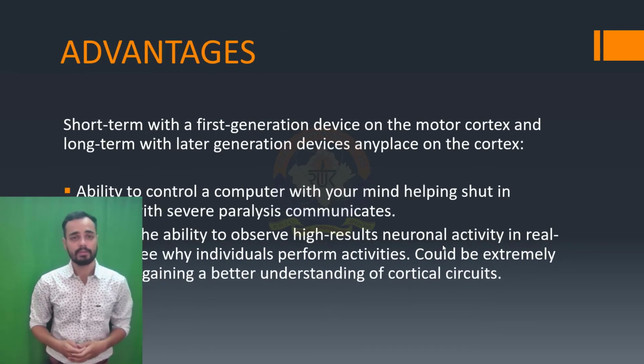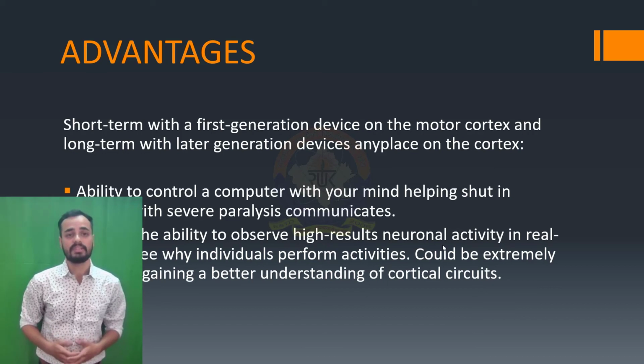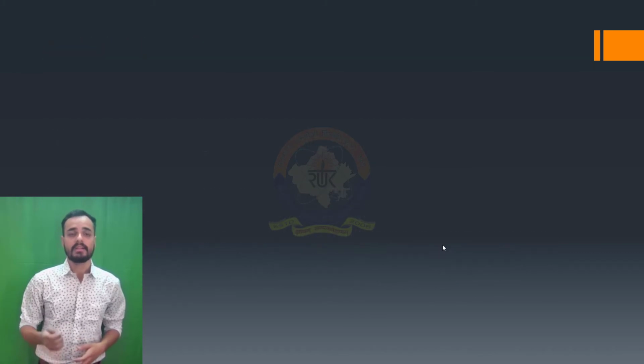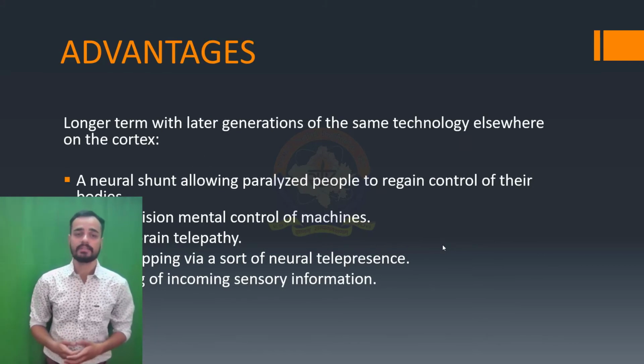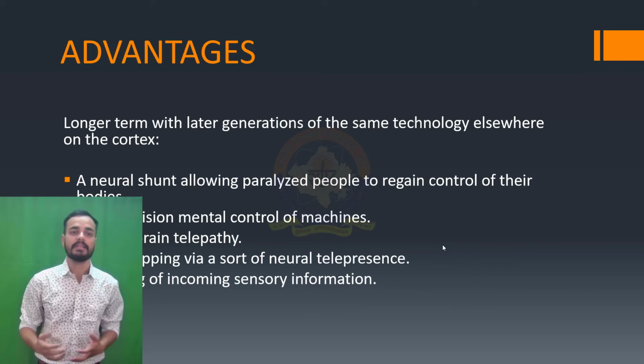Coming to some advantages of Neuralink. As discussed previously, this technology has immense potential and numerous advantages. Some of these advantages are discussed in these slides. For example, ability to control computers with your mind, monitoring neuronal functions to see how an individual performs activities. These are some of the long-term advantages of this technology, like mental control of machines, telepresence, and telepathy.